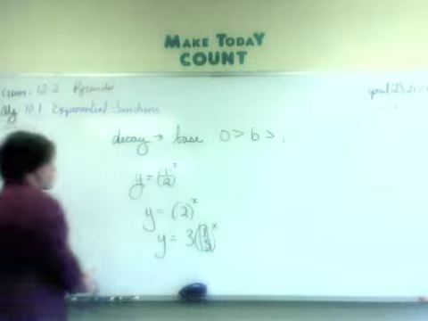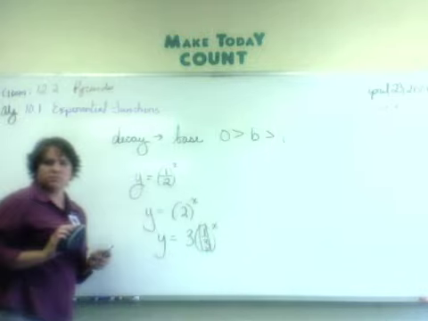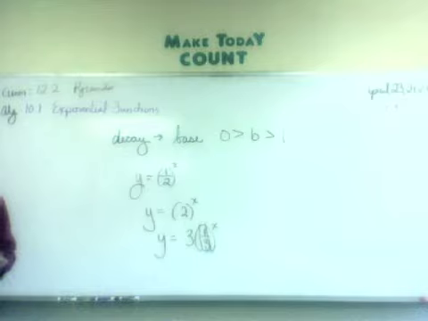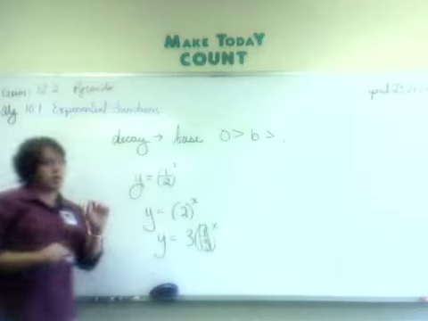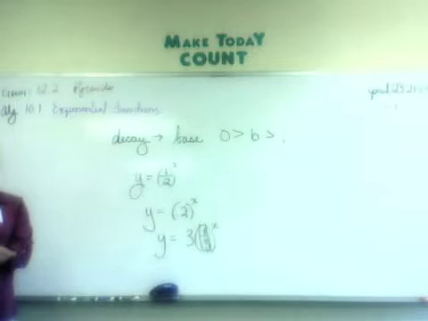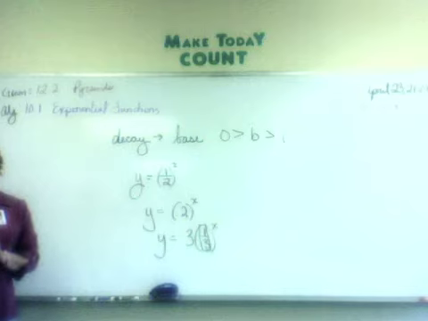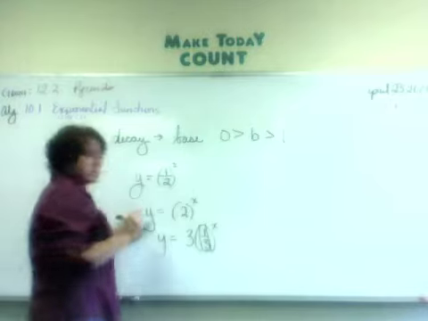All right, now let's talk about growth. If it's 1 to whatever power, it's just a line. If it's 1, notice, this says between 0 and 1. Not equal to 0, not equal to 1. And we're going to talk about growth in a second, and you're going to see again it's not equal to 1. And I'll show you why. Okay. All right?